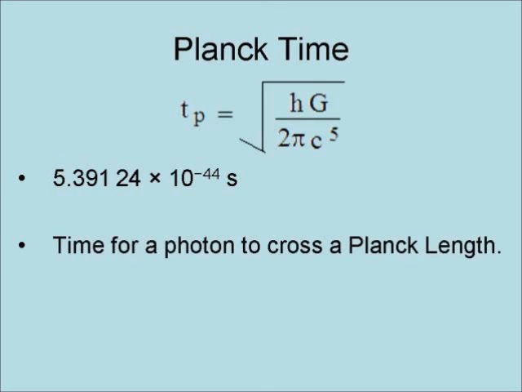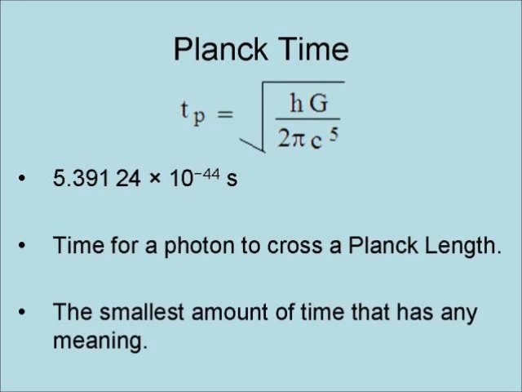This is the amount of time that it takes a photon to cross a Planck length. It is the smallest measurement of time that has any meaning within the laws of physics as we understand them today.